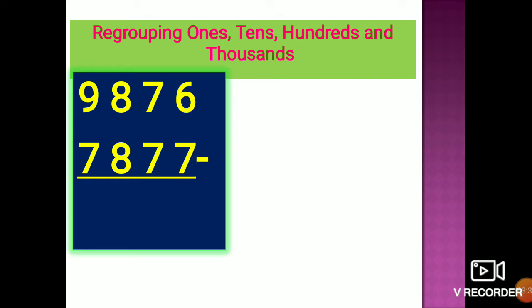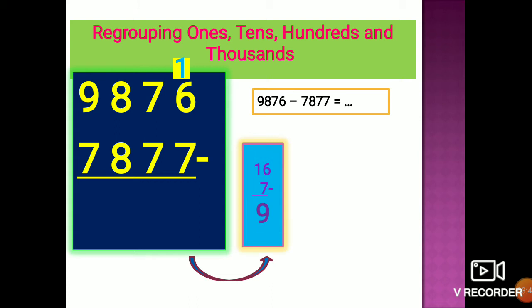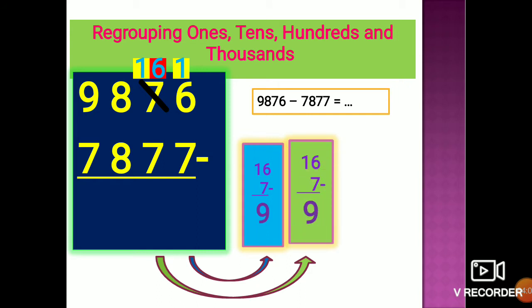Next, now we learn how to regroup ones, tens, hundreds, and thousands. First, let us see the ones. 6 minus 7, is that possible? Of course not. So we need to borrow from 7. So 6 becomes 16. 16 minus 7 equals 9. And we still remember what happened to 7. We already used 1, so 7 becomes 6 now. Now 6 minus 7, is that possible as well? Nope. So we borrow from 8. Yes, now we borrow 1 from 8. 6 becomes 16. Now 16 minus 7 equals 9.